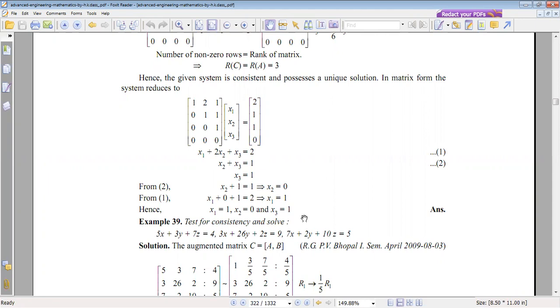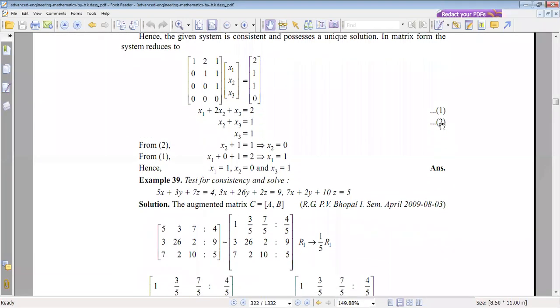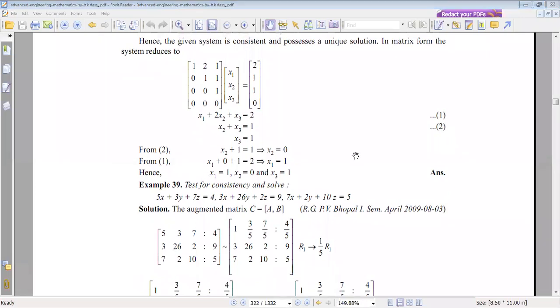So in this way, you can easily find out the solution of a system of linear equations. Now, is there any doubt? Any question? Okay, then let's try once more. See here.